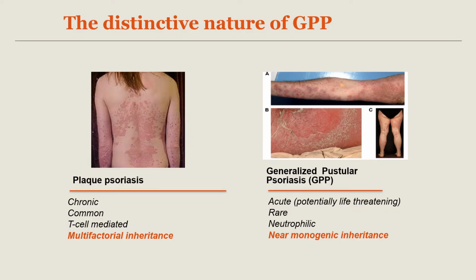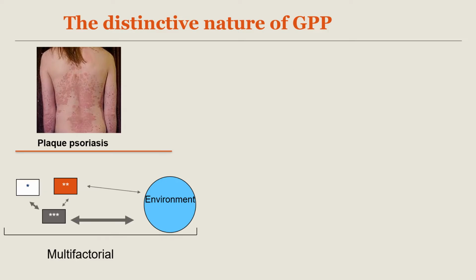So we all know that the presentation of generalized pustular psoriasis is very different from that of plaque psoriasis. But with this slide, I wanted to highlight the fact that these two conditions are also very different at the genetic level. So plaque psoriasis is considered a multifactorial disorder caused by several susceptibility alleles, which are common variants of small effect size, that then interact with environmental factors such as infection, stress, or trauma.